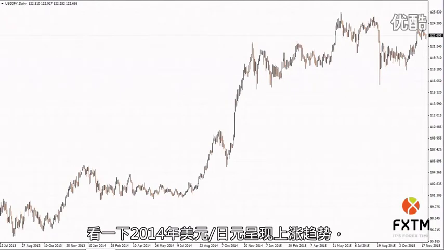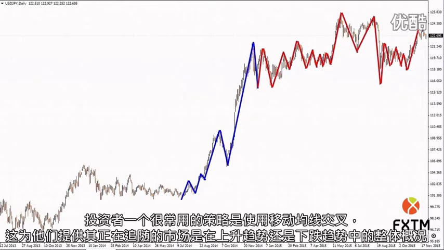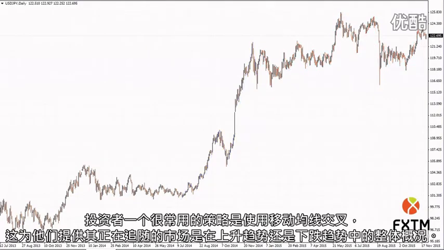So we looked at a trend segment on the dollar yen earlier where it was nice and bullish in 2014. And then through 2015, it got a lot more flat. It was more difficult to tell which direction the market was going. And a very common strategy for investors to use, just to provide a general overview of whether or not they believe the market that they're following is in an uptrend or a downtrend, is to use a moving average crossover.